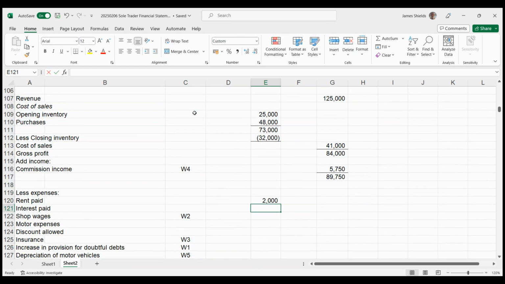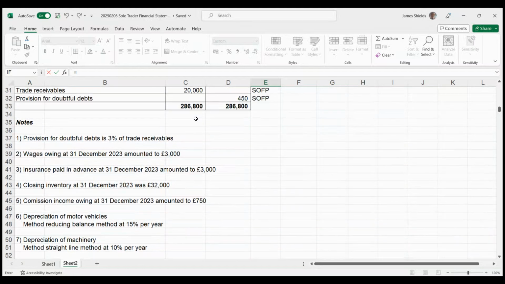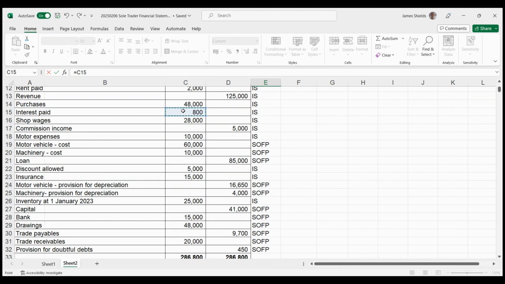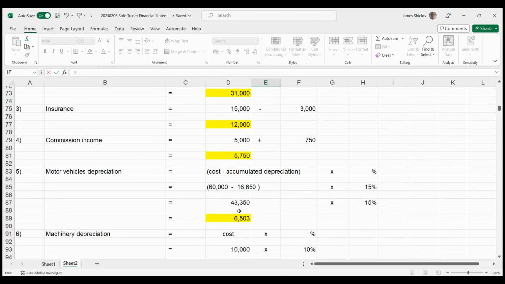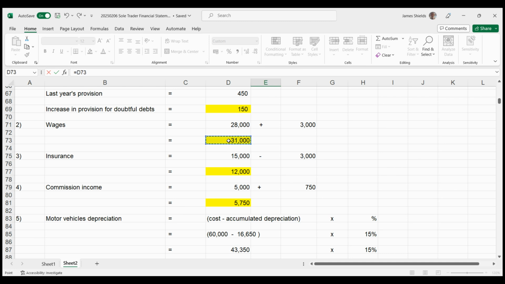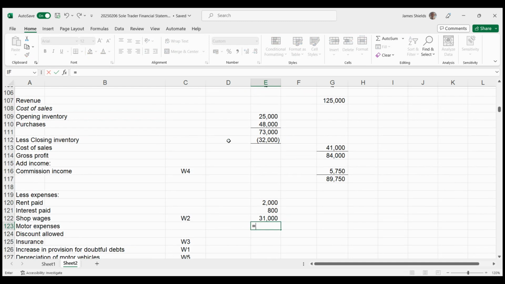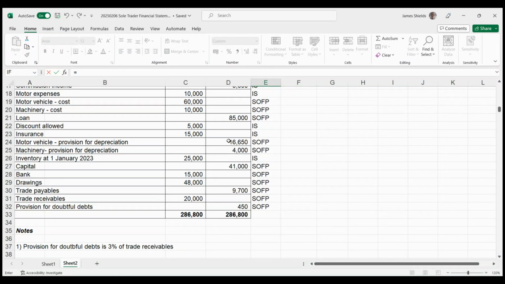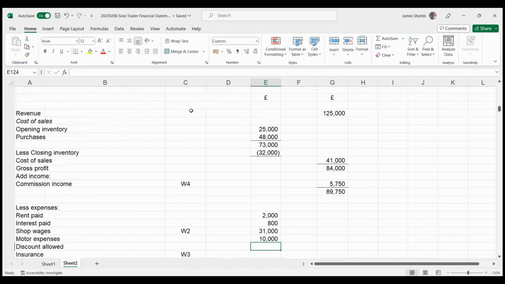Next we have interest paid. So again, it's going to be straight from the trial balance, there's nothing in the notes about it. And here we have interest paid, £800. Now shop wages, we did a calculation for that, that's W2. So shop wages in working 2, which are highlighted, is the £31,000. Motor expenses, no calculations for that, so it's straight from the trial balance. So motor expenses, here we go, £10,000.